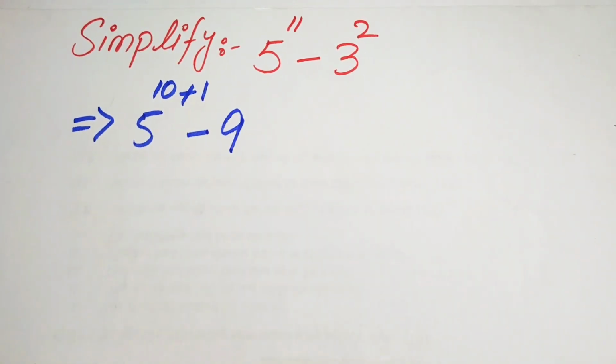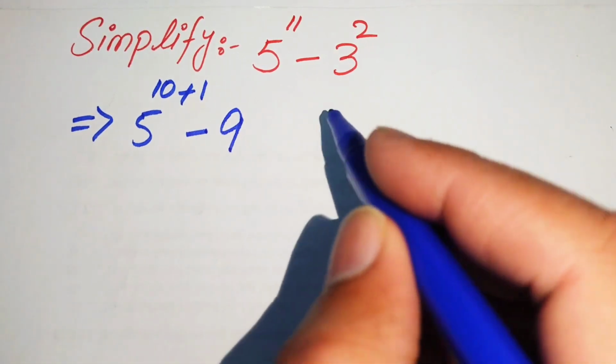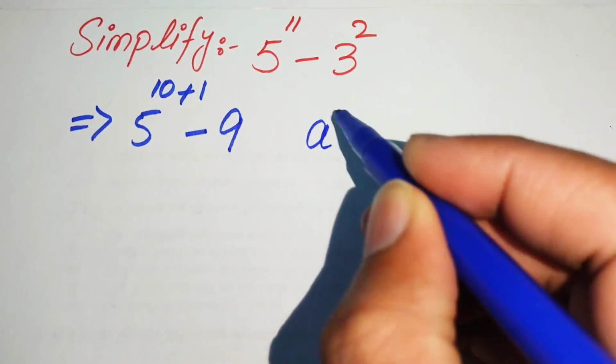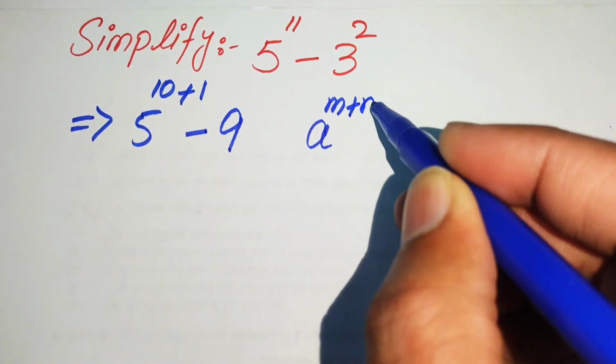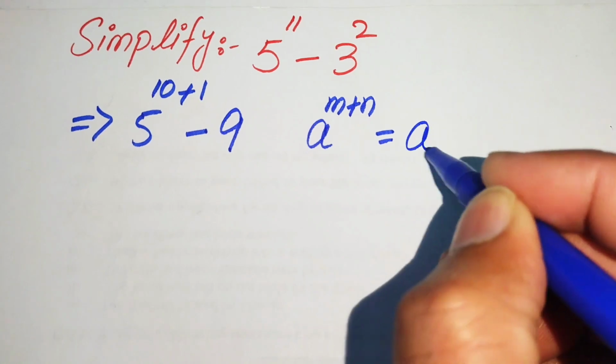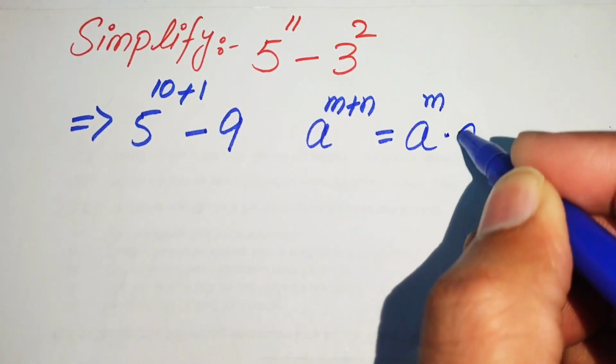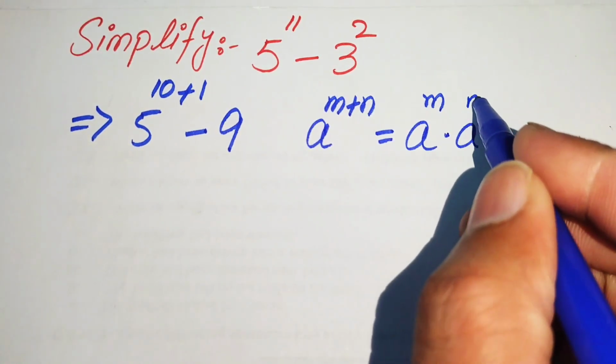Remember one thing: we have no need to use the calculator. We solve this problem without using the calculator. Now we use the exponential law. We know that a to the power of m plus n is equal to a to the power of m into a to the power of n.